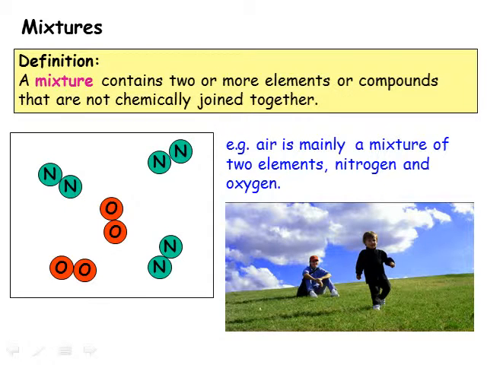For example, air is almost entirely a mixture of two elements: oxygen, which consists of molecules with two oxygen atoms bonded together, and nitrogen, which consists of molecules with two nitrogen atoms bonded together. Because the oxygen molecule is not bonded to the nitrogen molecule, air is a mixture of oxygen and nitrogen.